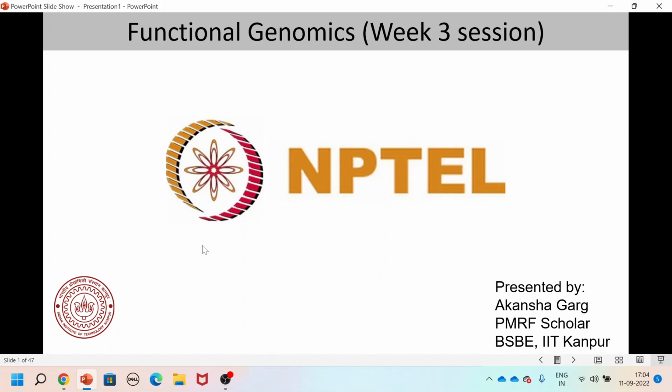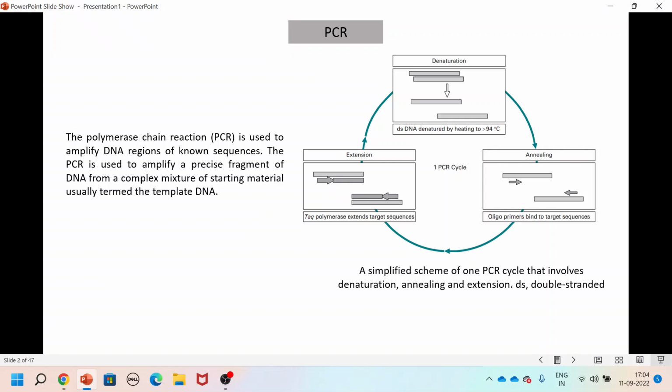So I welcome you all to the week 3 session for the functional genomics problem solving session. In the last discussion, we discussed various techniques which are used to study mRNA. I was left with one more topic, which was PCR. PCR stands for polymerase chain reaction, and it is used to amplify the DNA of known sequences. A PCR cycle simply involves three steps: denaturation, annealing, and extension.